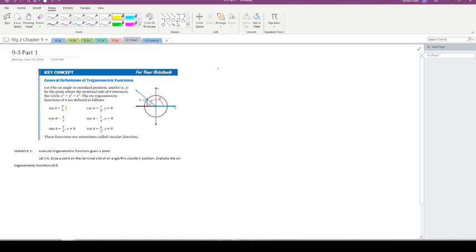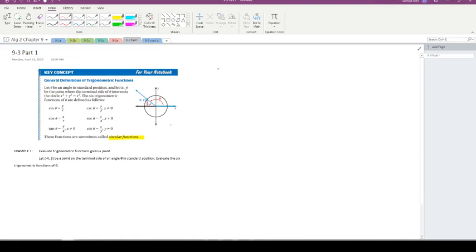Notice we have x over r, which is opposite over hypotenuse. The hypotenuse here is the radius. Then adjacent over hypotenuse, which again is the radius, and then opposite over adjacent, and then the reciprocals. So it's very easy. These functions are sometimes called circular functions. The reason is that it has to do with a circle, which we're going to learn in a little bit is a unit circle. But for now, we're going to do this.